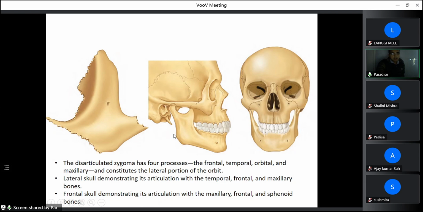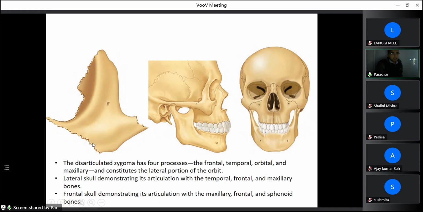The disarticulated zygoma has 4 processes. This is the frontal process, the temporal process is the posterior one. One is the orbital process. And the maxillary process. So it consists of 4 processes.